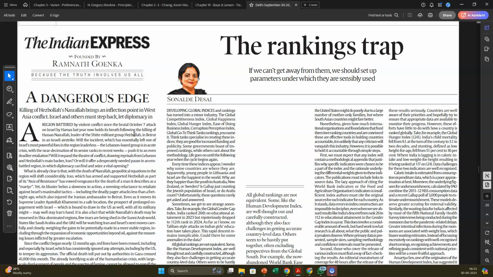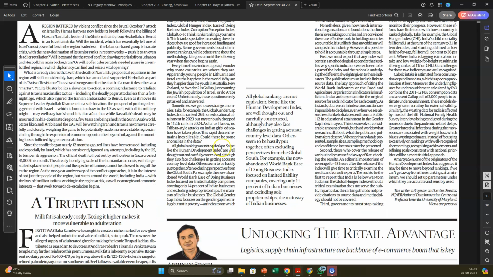This article says, let's take the case of the Global Gender Gap Index. India ranked 26th on educational attainment in 2023, and mysteriously we are now ranked 112th on that sub-index in 2024. What has happened in the last one year that we have dropped around 100 ranks?